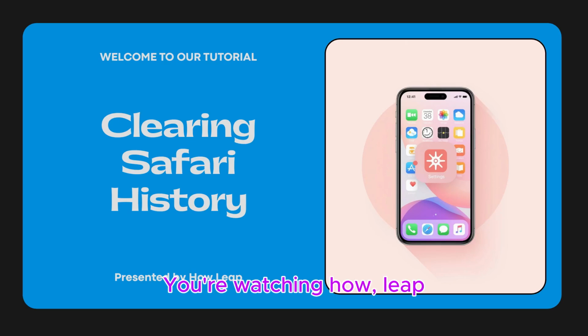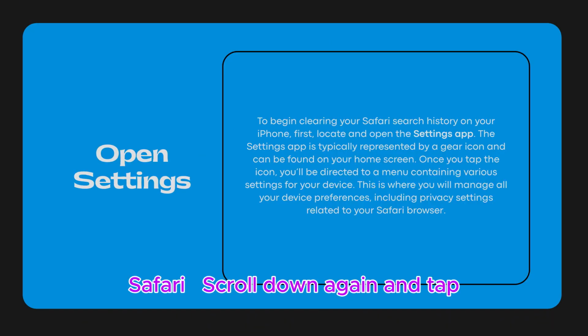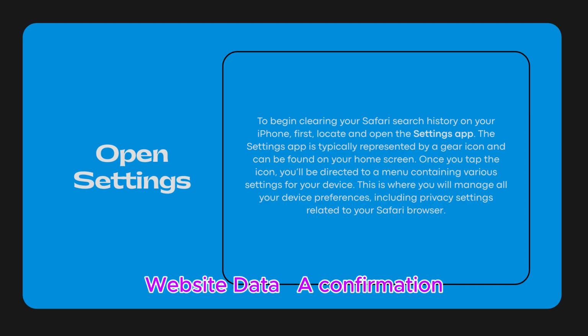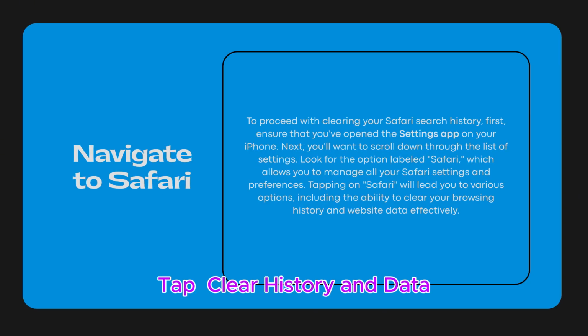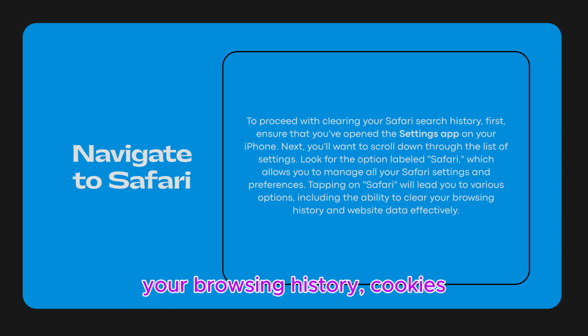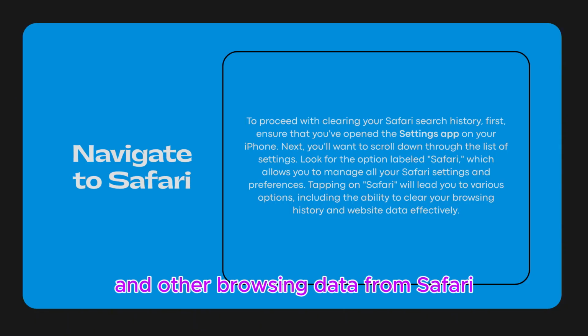You're watching How Leap. Let's clear Safari search history on your iPhone. Open the Settings app, scroll down and tap Safari. Scroll down again and tap Clear History and Website Data. A confirmation pop-up will appear. Tap Clear History and Data to confirm. This action will delete your browsing history, cookies, and other browsing data from Safari.